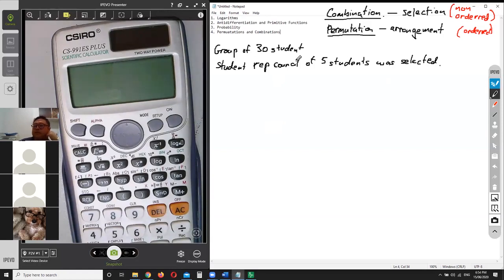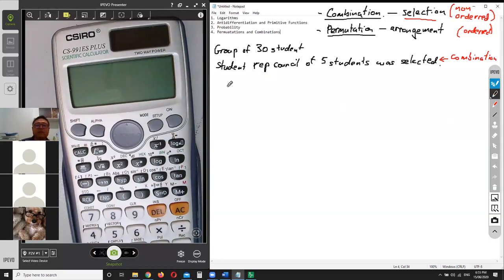So in this situation, are we dealing with a combination or a permutation? Combination, because does order matter or not matter? Doesn't matter. So here we're dealing with a combination. Another way of looking at it is it's called a selection. You're selecting 5 from a group of 30, but you're not worried about arranging them in any particular order. Any ideas how to do this?